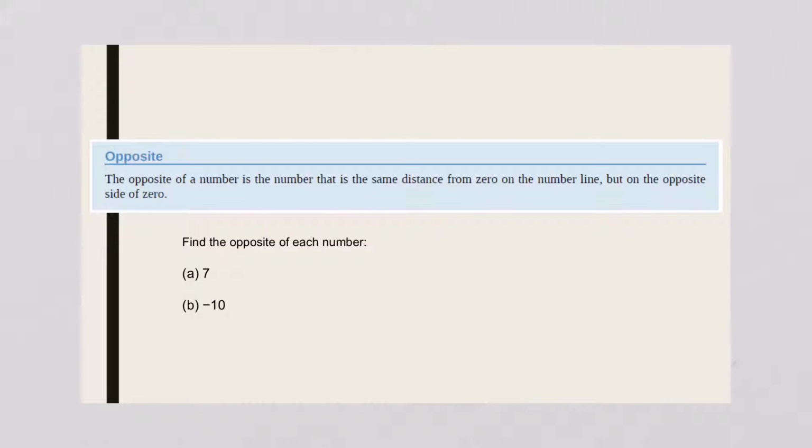Okay, to find the opposite of a number, you are really just looking for the same number but with the different sign. So if you have a negative number, you're looking for a positive. If you have a positive number, you're looking for a negative. And so you're looking for that number that has the same distance from 0 on the number line, but on the other side of 0. So the opposite of 7 is simply just negative 7. The opposite of negative 10 is just positive 10. That's it. You're done. You don't have to do anything else to that.